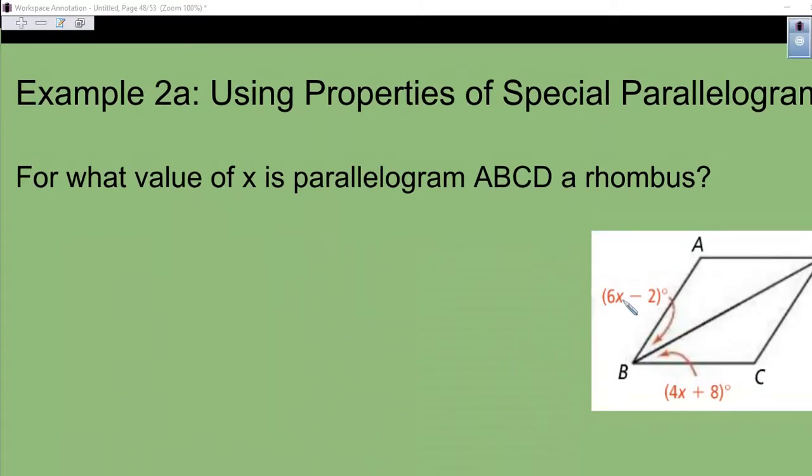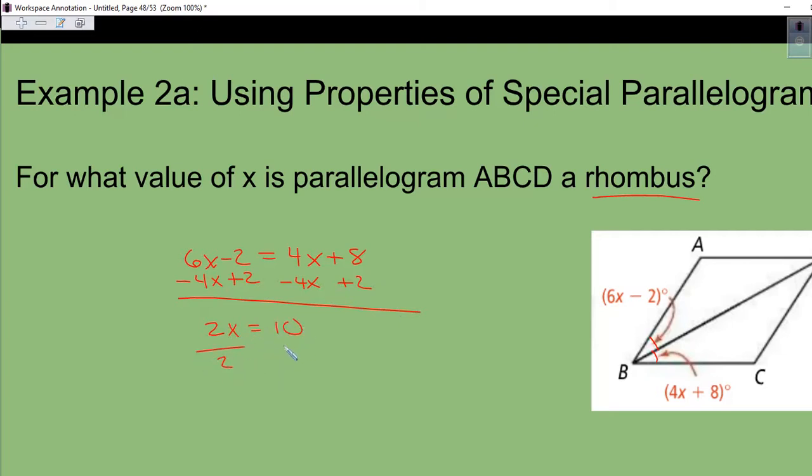In the first one, it gives us a rhombus. That's all we need to know. That means this diagonal bisects a pair of opposite angles, which means that these two angles are congruent. So that tells me how to set my angles up to solve for x. So 6x minus 2 equals 4x plus 8. Subtract the 4x, add the 2, and 2x is equal to 10, which means that x is equal to 5.